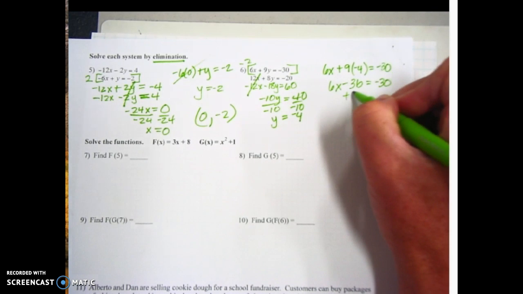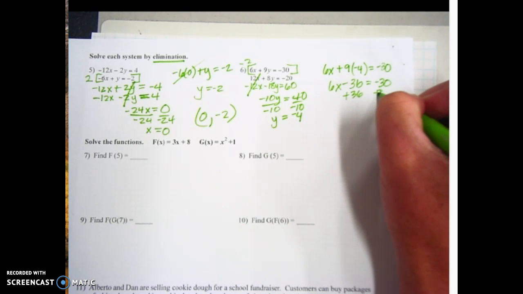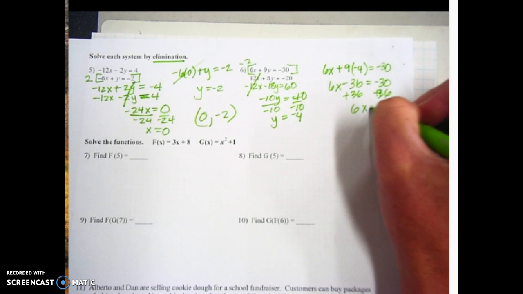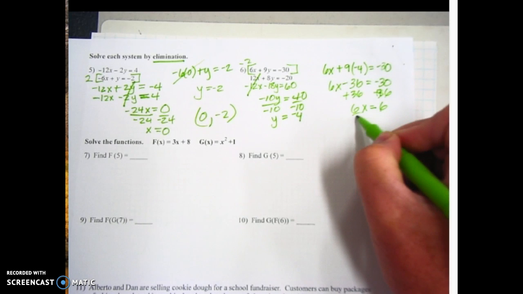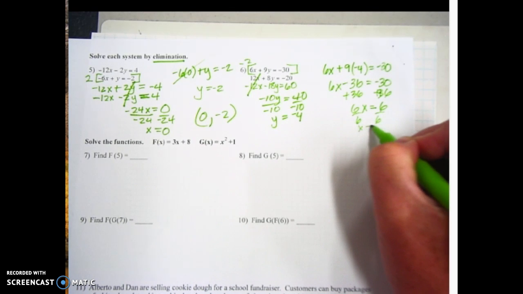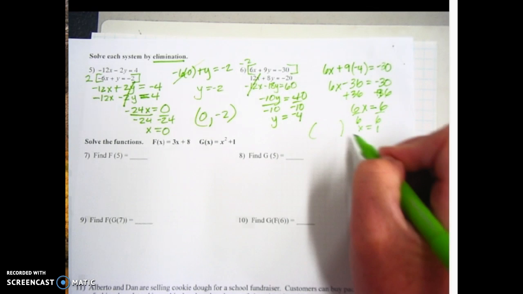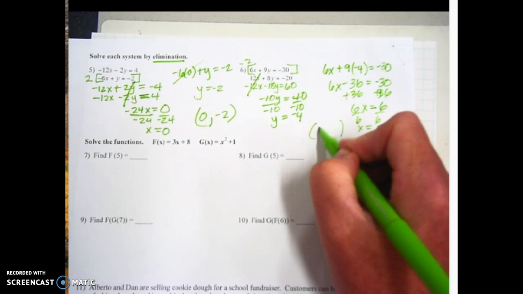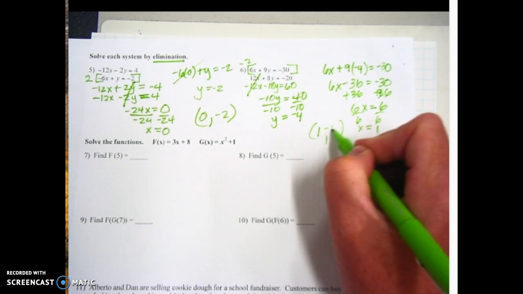So when I add 36 to both sides, I get 6x equal to 6. Divide by 6, so x is 1. Then I write my final answer as an ordered pair, so x comes first, which is 1, y comes second, which is negative 4.